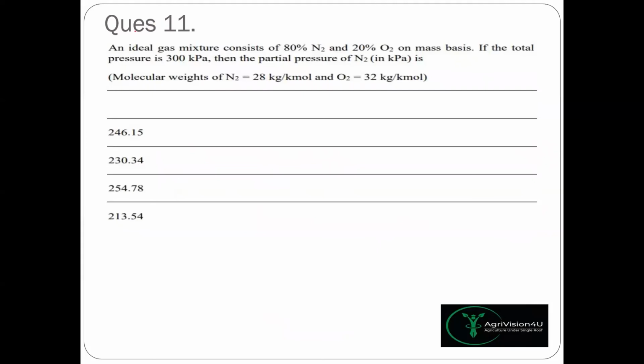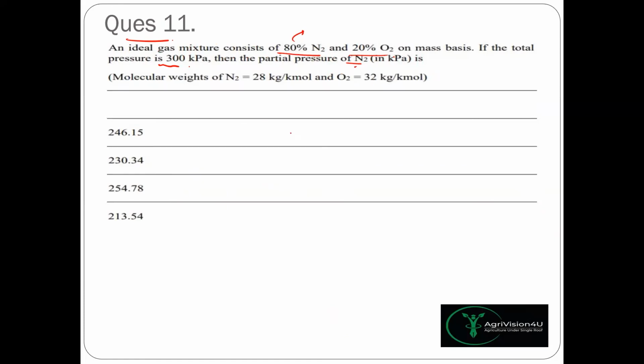Now coming to question number 11, it says an ideal gas mixture consists of 80% nitrogen and 20% oxygen on mass basis. If the total pressure is this, and then the partial pressure of N2, we have to find out the partial pressure of N2. That means our mixture is 80% nitrogen and 20% oxygen. So partial pressure we have to find out.